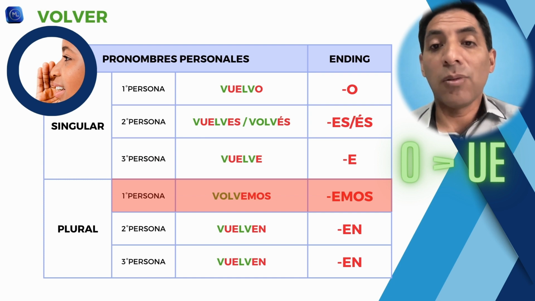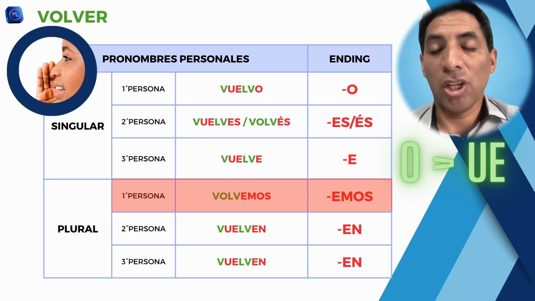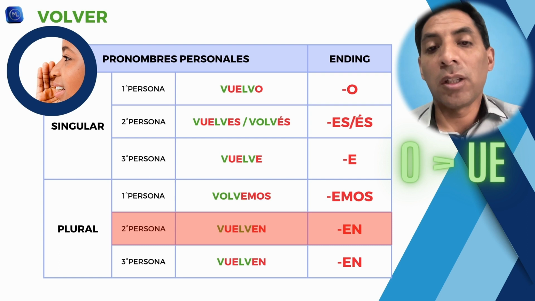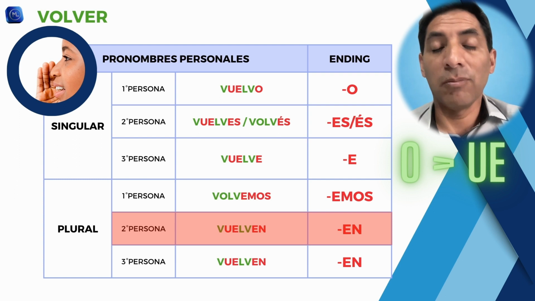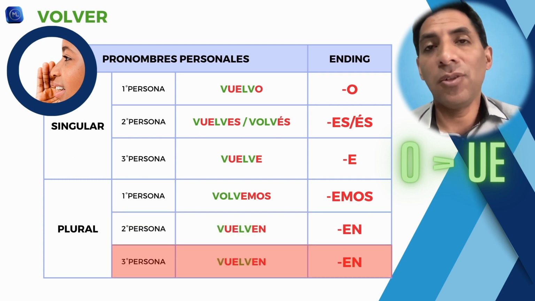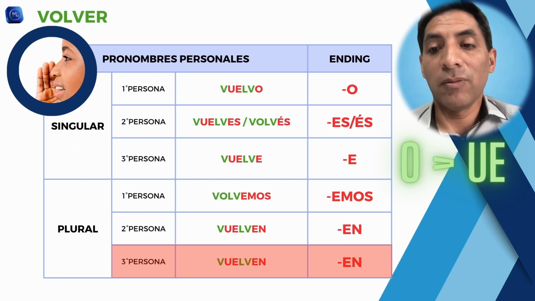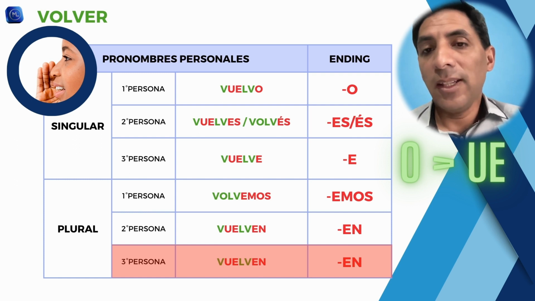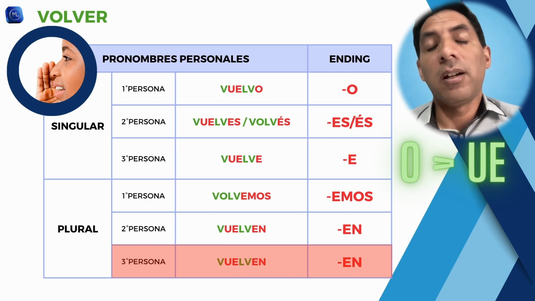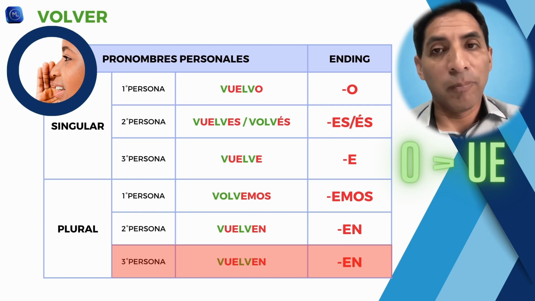First person plural, we, volvemos. As we said before in the video, with the first person plural we do not make any change. So this is like a regular verb, really. So we would say volvemos. We come back. Volvemos. Then for you guys and they, we would say vuelven. Para ustedes, ellos, ellas, vuelven. So that is the table for all of these changes with the verb volver.